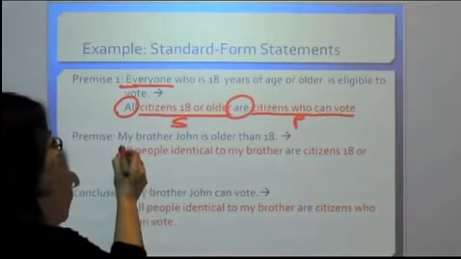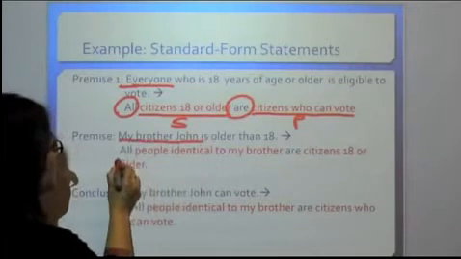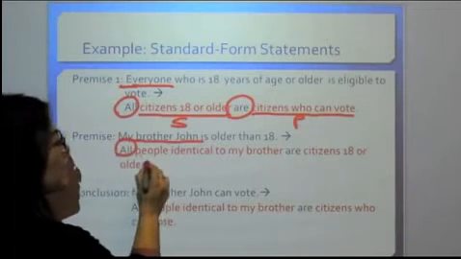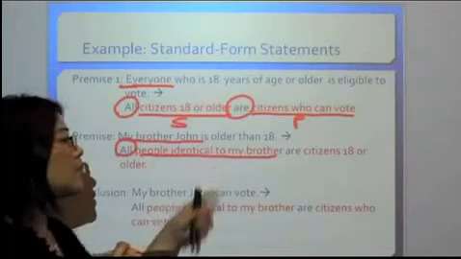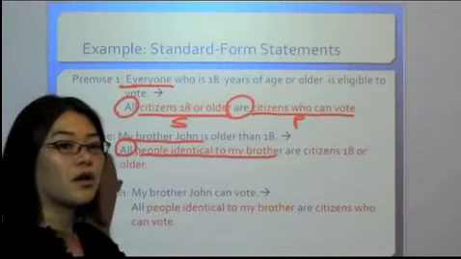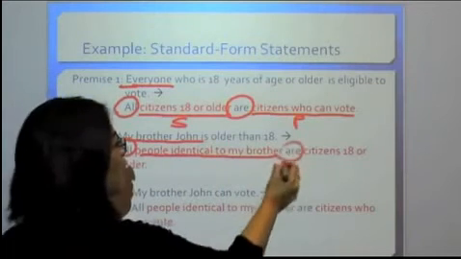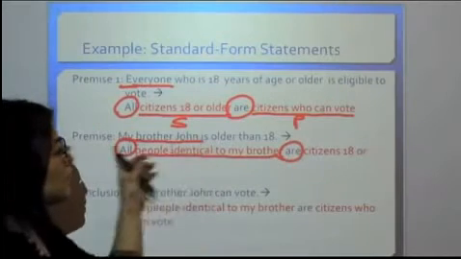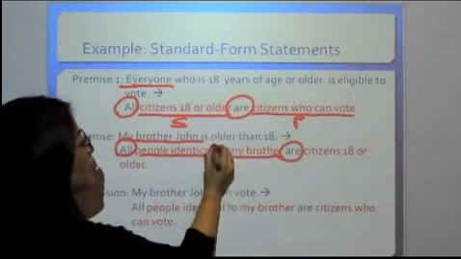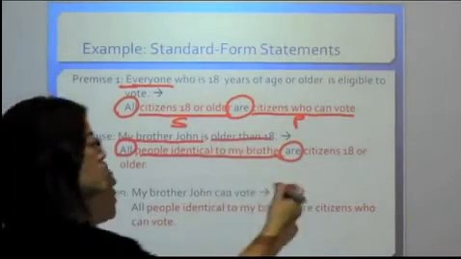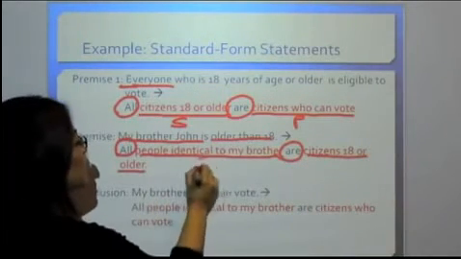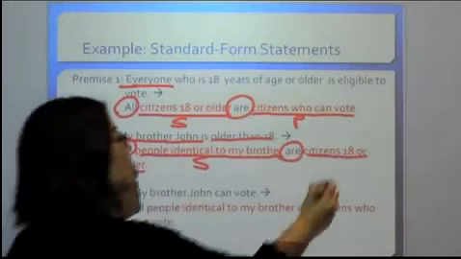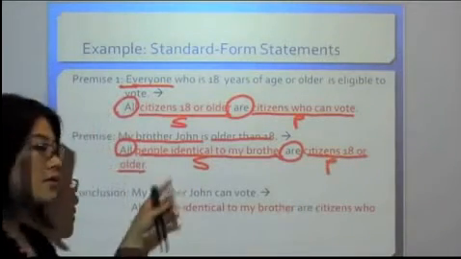So here, my brother John turns into all as a quantifier, people identical to my brother. Okay, and we can even add in here people identical to my brother John, okay? And then we have are as the copula, so this did not have a standard copula. And then older than 18 gets turned into the predicate, citizens 18 or older, okay? So this is the subject term of this statement, and this is the predicate term of this statement.